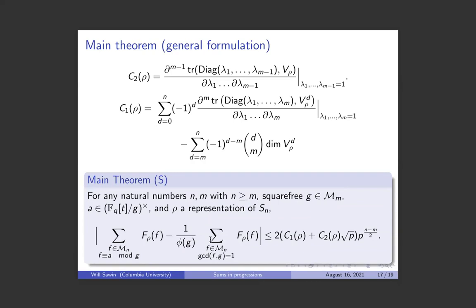So for example, if rho is sine, this will get you the Mobius function. This will get you a Mobius estimate for rho, the sine representation. And if you want an estimate for the kth divisor function, you can take the nth tensor power of a k-dimensional vector space, choose that to be rho, and this will get you the kth divisor function. So those are some examples of how you can get different functions out of this estimate.